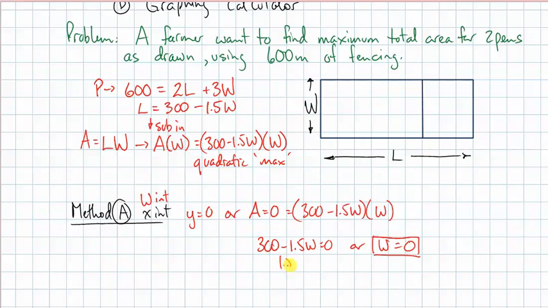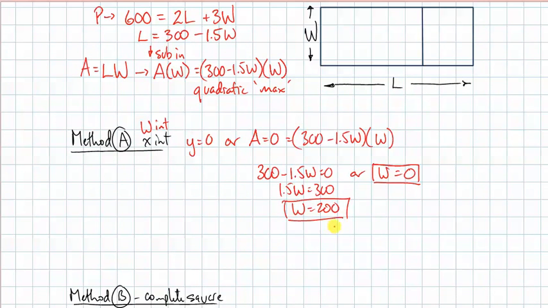This one leads to 1.5w equals 300. When I divide 300 by 1.5, it equals 200. There's my other intercept. What I'm going to do now is sketch this just so I can get a visualization of what's going on. There's my input and my output. There's one 0, and there's the other 0. This leads me to knowing that the mean value is 100.